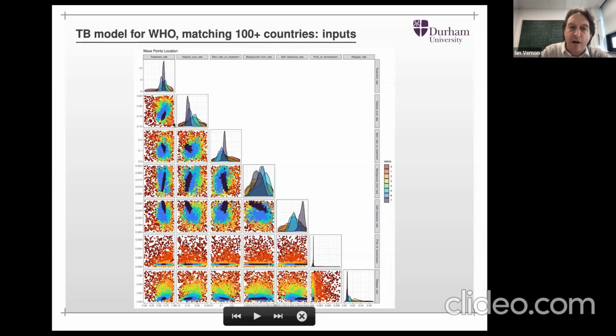We start off with our dark red runs, which are all over the space. We emulate, we do more runs, we emulate, we do more runs, we emulate, we do more, and we get down to this nice region here, which has lots and lots of runs which match the data. This is where your parameters need to be to match the data. This is where your posterior would lie. This is the non-implausible region at the end of the analysis, and HMER just does this plot for you.